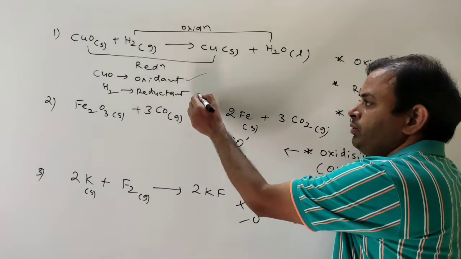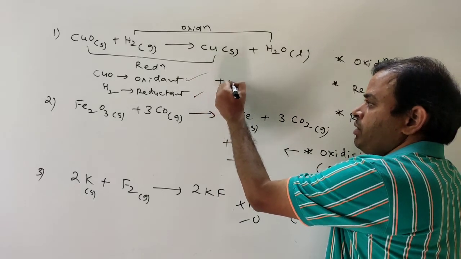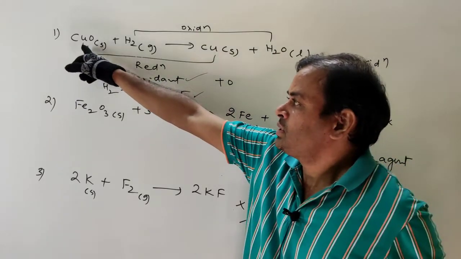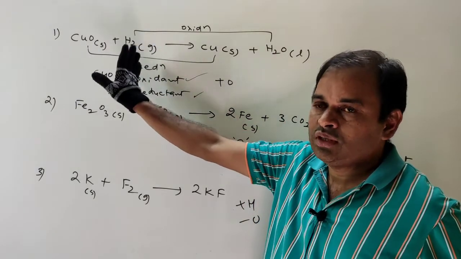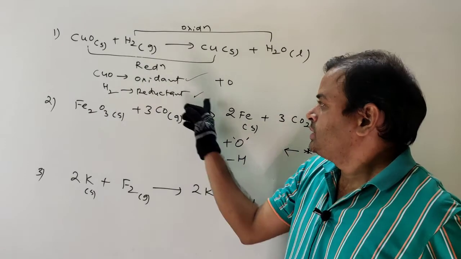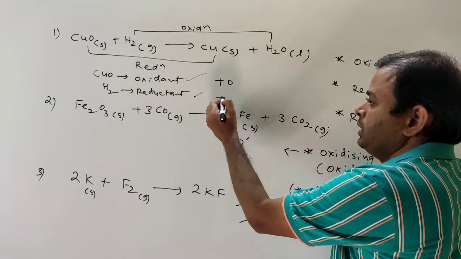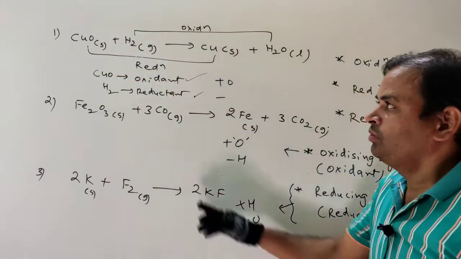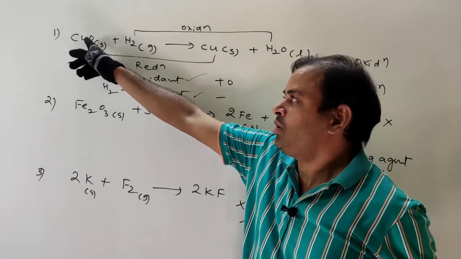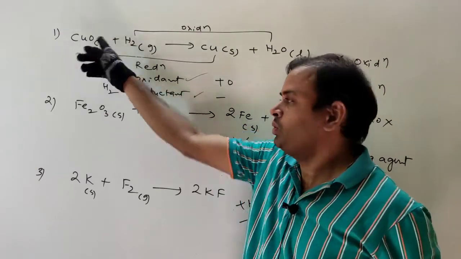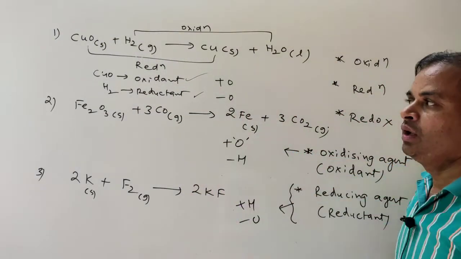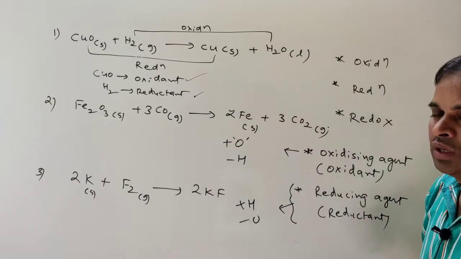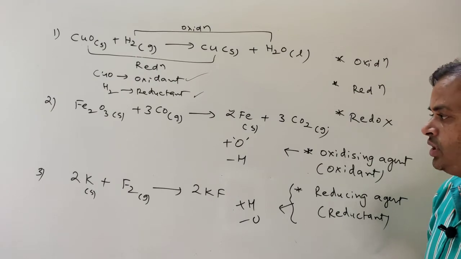Simply, which supplies oxygen is the oxidant. CuO supplies oxygen to H2, that's why it is the oxidant. The reducing agent is which removes oxygen from CuO. So this is the comparison between oxidant and reductant.